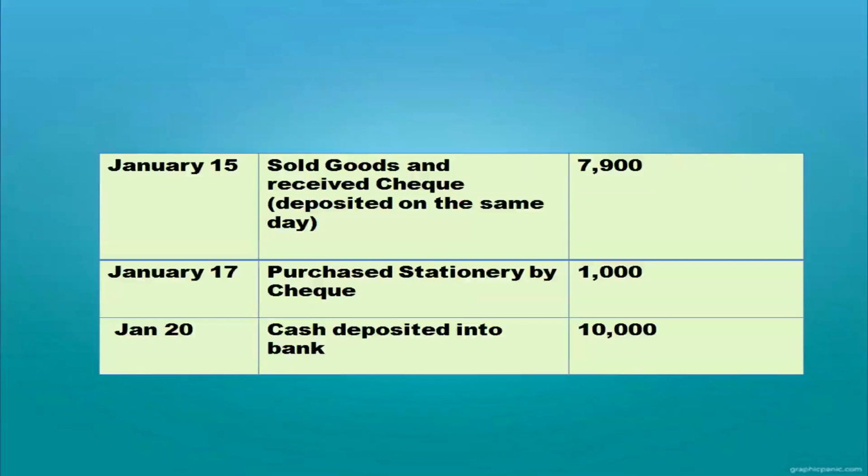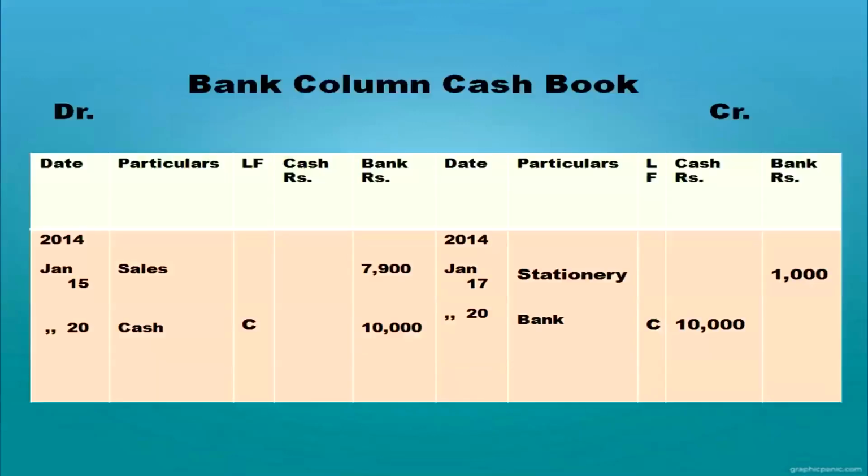Sold goods and received check. Deposited on the same day. So, bank account debit to sales. Purchase stationery by check. Stationery debit to bank. Cash deposited into bank. This is a contra entry, bank to cash. 10,000. January 15th. Sales made and payment received by check. So, in the bank column, you have to write the amount. Bank balance increases.